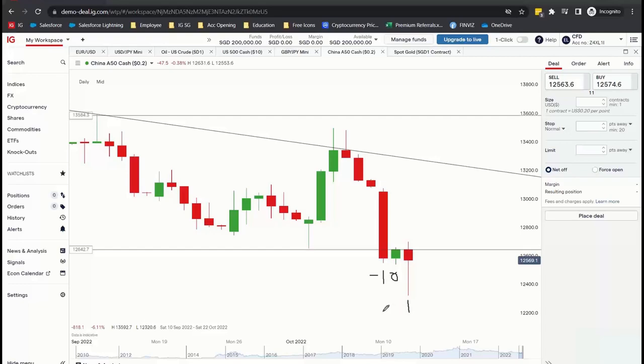0 and -1. Can draw or not? Actually, 1 and 0 cannot draw, because it doesn't close above or below. Close below the previous bar. So the question to you is 0 and -1 can draw? Yes or no? No, cannot. Why? Because 0 doesn't close above or below -1.